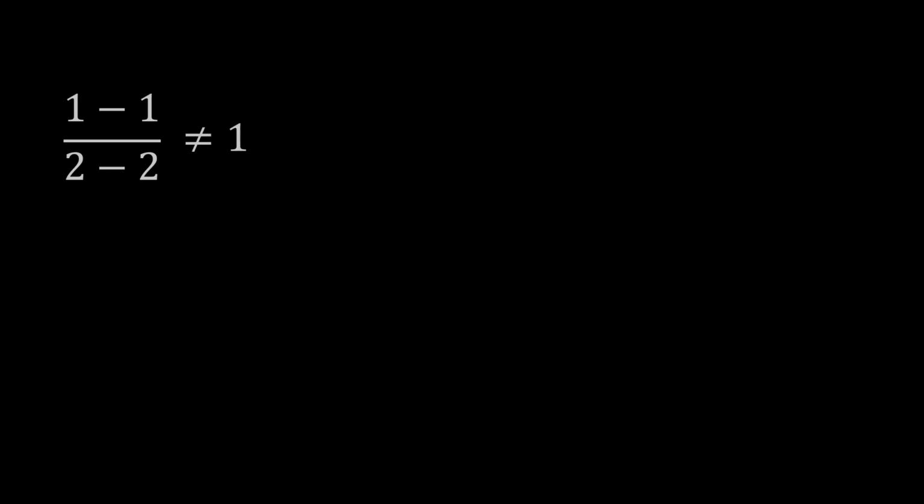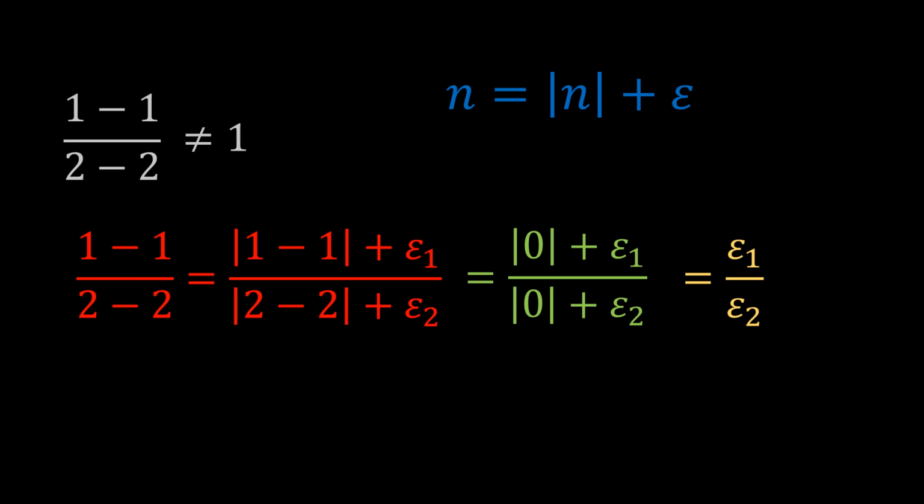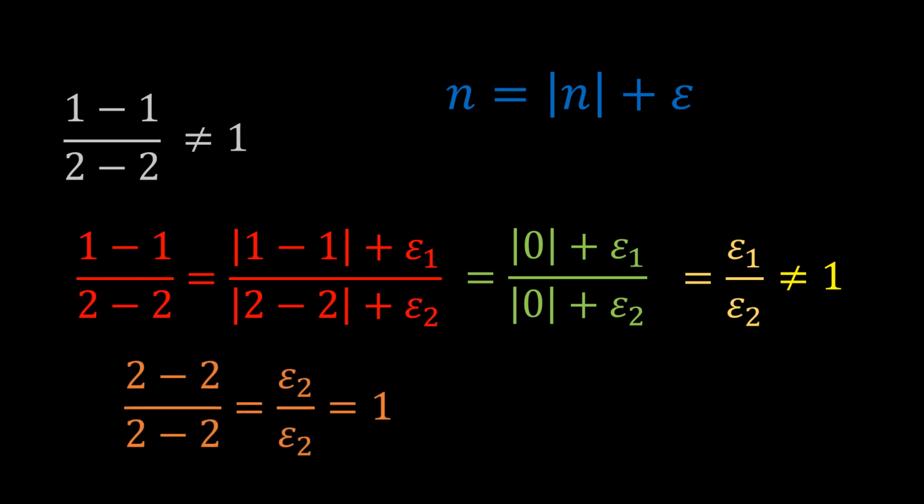Let's see how. From this expression, this equation can be written like so. This is equal to absolute 0 plus epsilon 1 over absolute 0 plus epsilon 2. Absolute 0 is equal to nothing, so it disappears, and we are left with epsilon 1 over epsilon 2. The two are different and so cannot cancel to give 1. But if it was 2 minus 2 divided by 2 minus 2, we would have ended up with the same epsilons, which give 1.